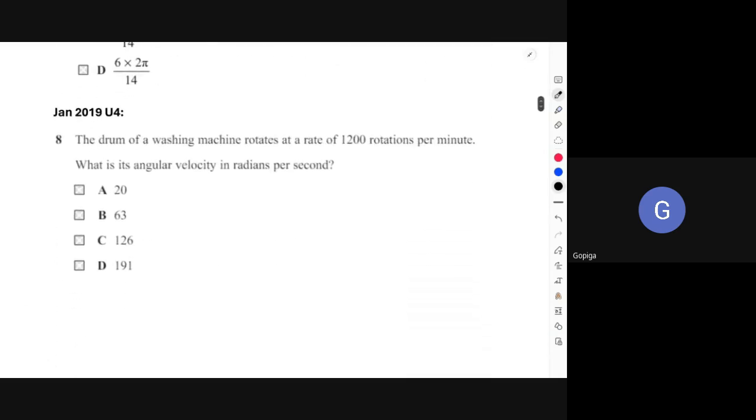The drum of a washing machine rotates at a rate of 1200 rotations per minute, and we have to find its angular velocity. Again, same concept. That's just going to be 1200 multiplied with 2 pi. 1 minute means we have 60 seconds, so divided by 60 seconds. Right. So 1200 divided by 60 is 20, so 40 pi. If you multiply that out, it turns out to be 125.66, which is approximately 126 rad per second. Okay, this is your question 5.